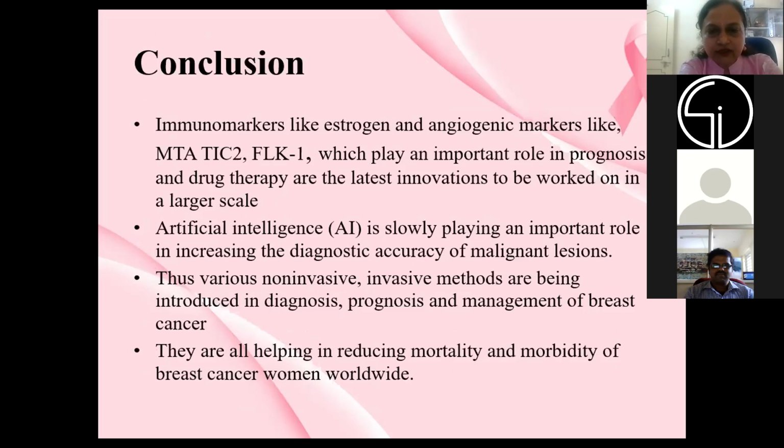Artificial intelligence is slowly playing an important role in increasing the diagnostic accuracy of malignant breast lesions. Thus, various non-invasive and invasive methods are being introduced in diagnosis, prognosis, and management of breast cancer. They are all helping in reducing the mortality and morbidity of breast cancer in women worldwide.